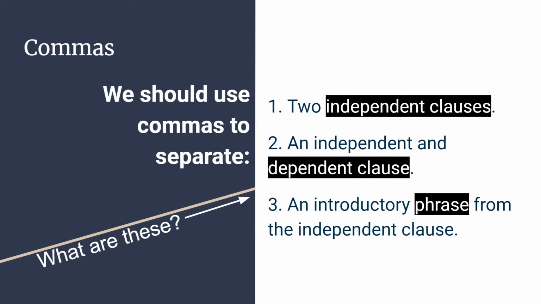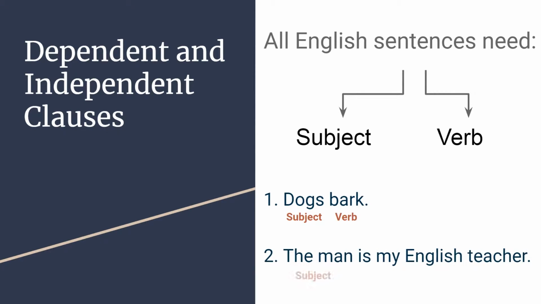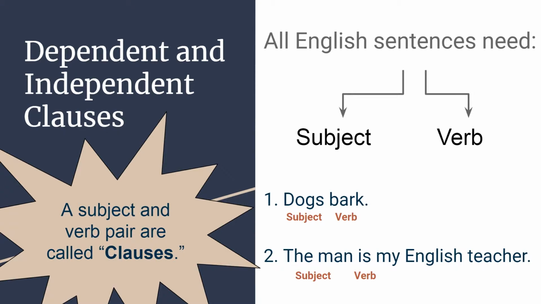For example, even a two-word sentence, "Dogs bark," that's a sentence. Dogs, subject; bark, verb. "The man is my English teacher." The man, subject; is, verb. Great, and so that's a sentence. Also, it's a clause. A clause is a phrase that has a subject and a verb in it. Sentences are made mostly, always, of clauses.